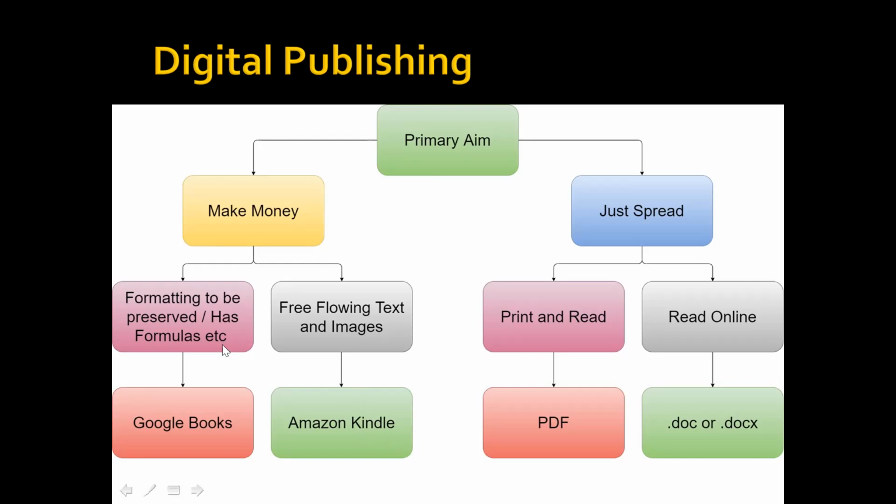Suppose you are publishing a maths book, there will be lots of formulas. For such books, Google Books is better than Amazon Kindle, because Google Books accepts a PDF. Amazon Kindle does not accept PDF. Other than that, Kindle is good. And if you want people to read online directly, DocX is better than PDF. And for both, you can also use the website.